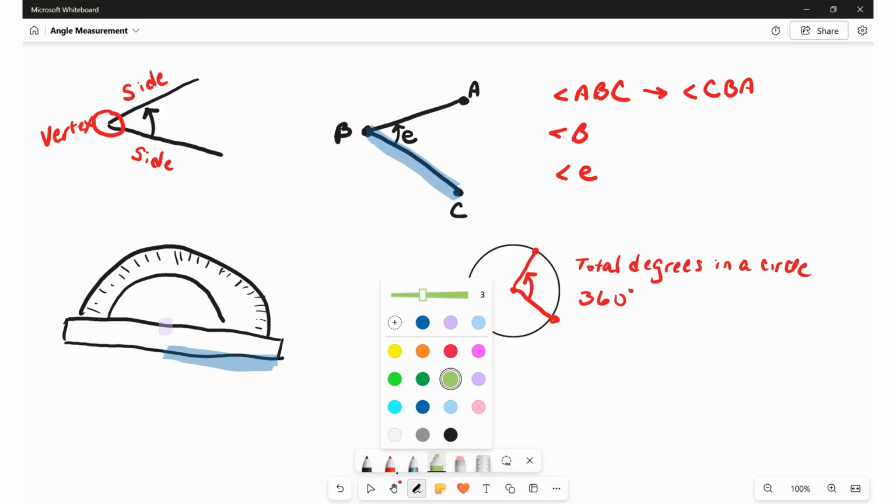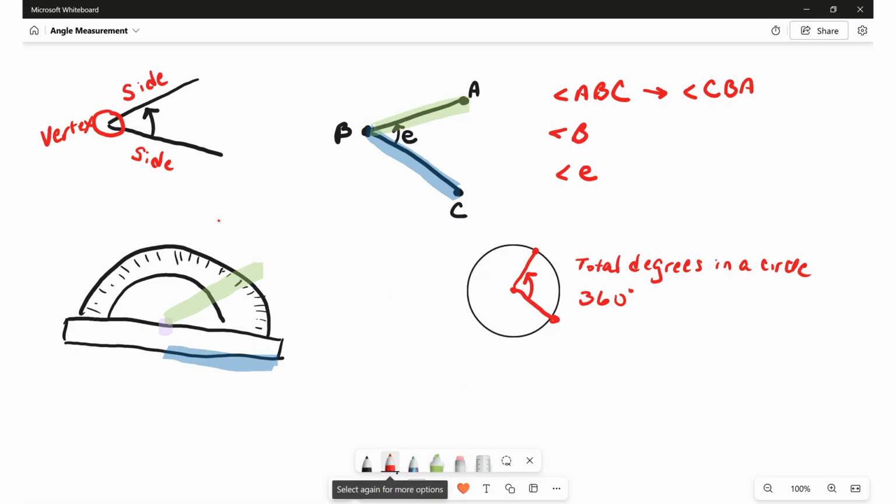And then this piece right here, we would look, and I'm just going to estimate, and say it's right in here. And you would read whatever number is right here. And this is the measure of the angle in degrees.